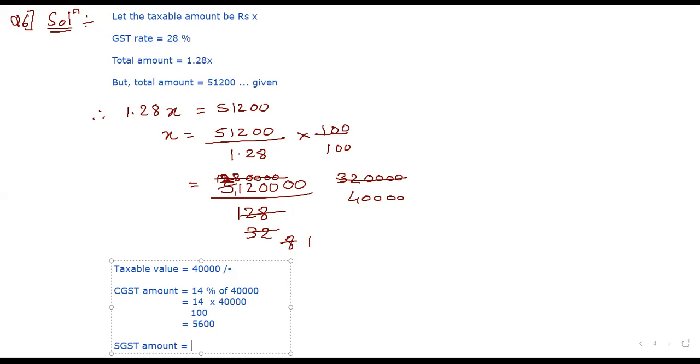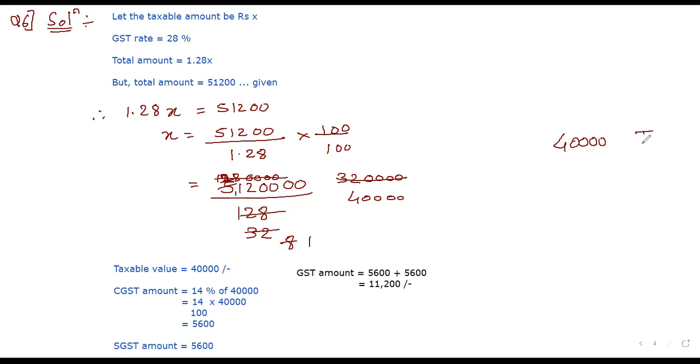SGST amount will be how much? Same. How much is the total GST amount? 11,200. Yes or no? 11,200. Has it been done? Finished the sum. Yes.